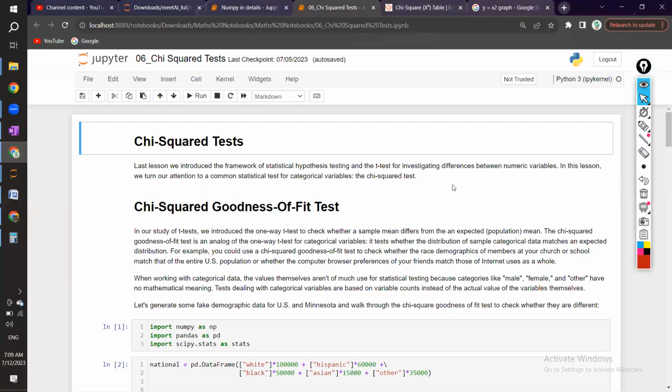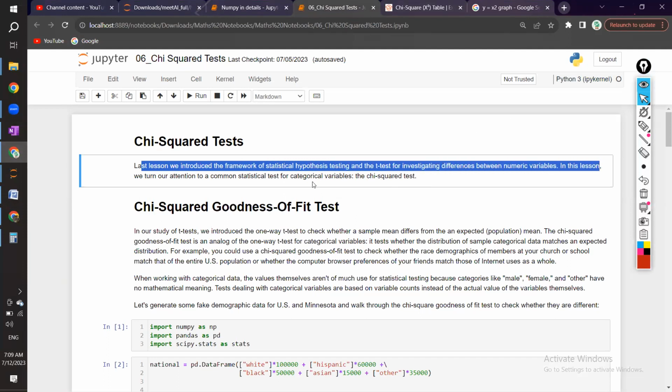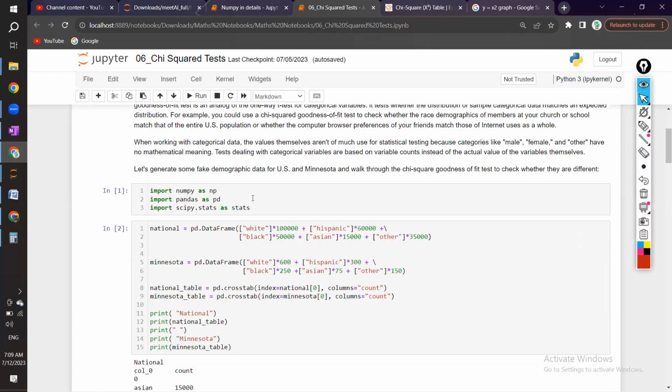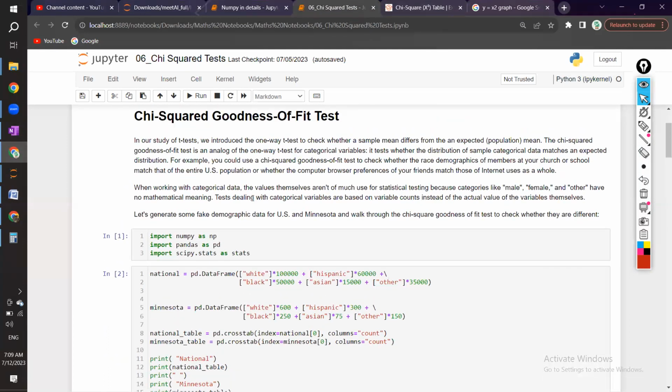Yeah, see here. Last lesson we introduced a framework of statistical hypothesis testing and t-test for investigating different numerical values. In this lesson we are going to turn our attention to one more categorical test called the chi-square test. Over here, the same population example we are going to take.